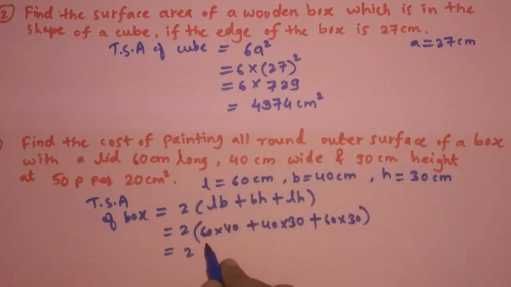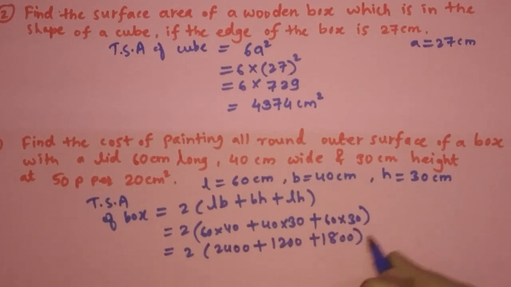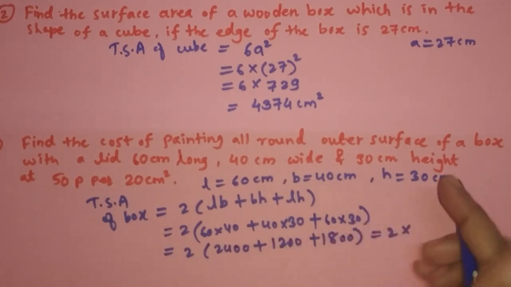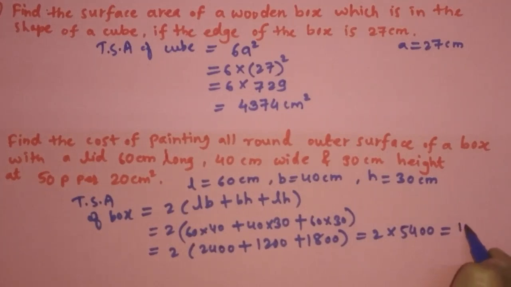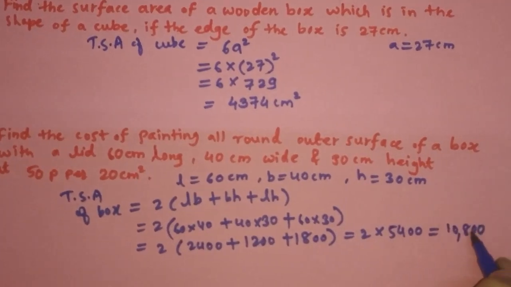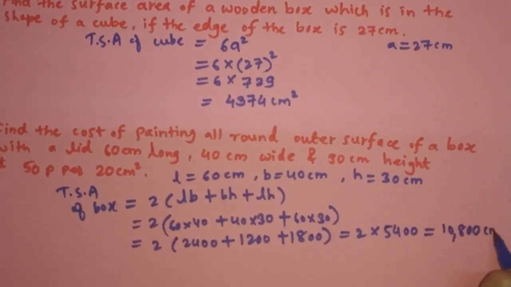We'll simplify it again. We get 2400 plus 1200 plus 1800. So we get 2 multiplied by, we need to add them all, so adding gives 5400, which is nothing but 10,800 centimeter square. So this is the total surface area.